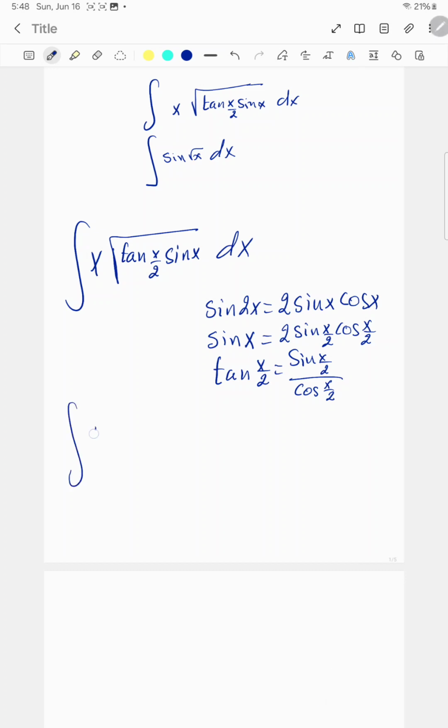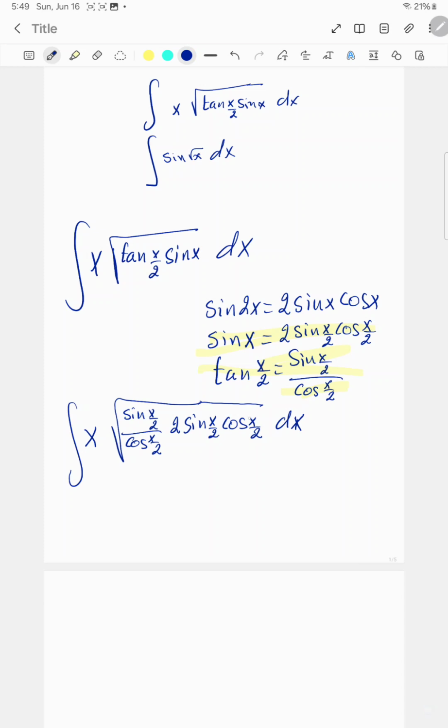So my integral becomes the integral of x square root of, instead of putting tan, I'm going to put sine x divided by 2 divided by cosine x divided by 2, and instead of putting sine x, I will put 2 times sine x divided by 2 cosine x divided by 2, and I have my dx here. Those are the two formulas that I used here, and I use them in my integral.